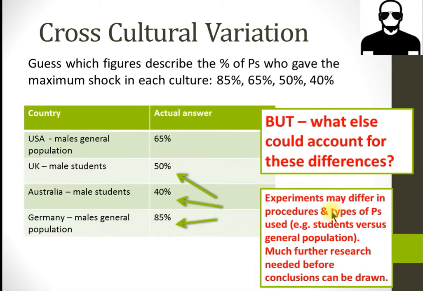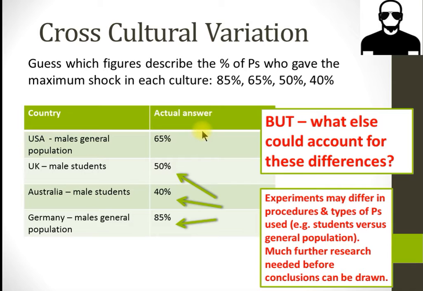Let's have a look at cross-cultural variation then. One way that obedience varies is across cultures. If you have a look at the stats down here, these were Milgram-style experiments that were carried out in different cultural contexts. As you can see, the US males generate this standard 65%. The UK, slightly lower at the time at 50%.